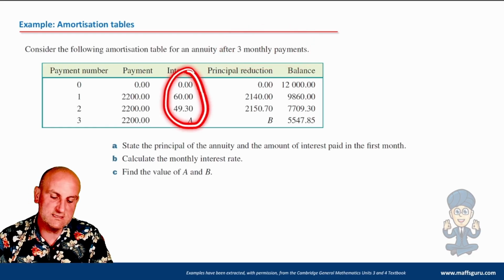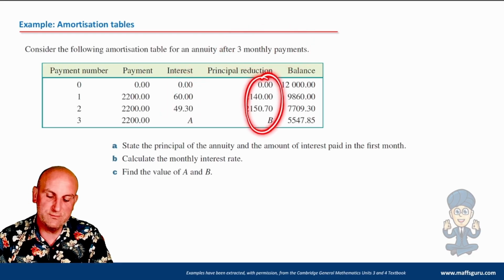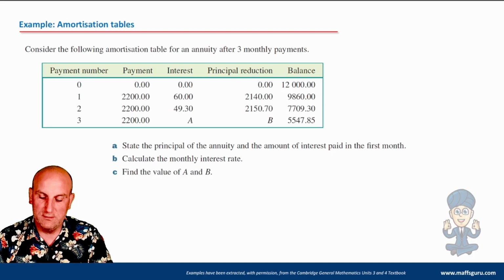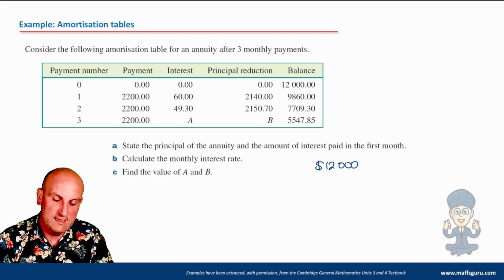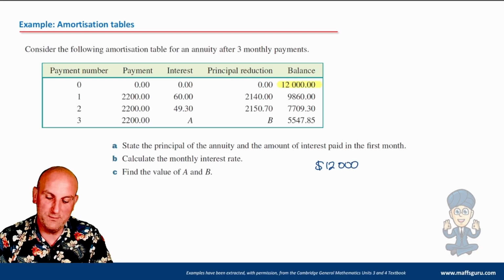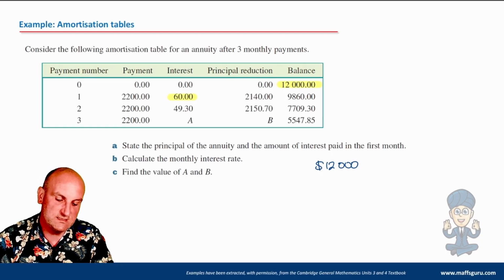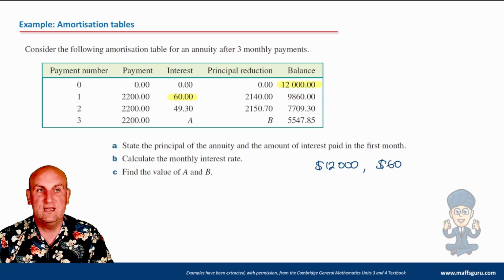My interest seems to be changing. My principal reduction is changing. So, state the principal of the annuity. Well, the principal of the annuity in that situation must be $12,000. The principal is my opening value. And the amount of interest paid in the first month was $60. So in that situation, this was just reading the table.